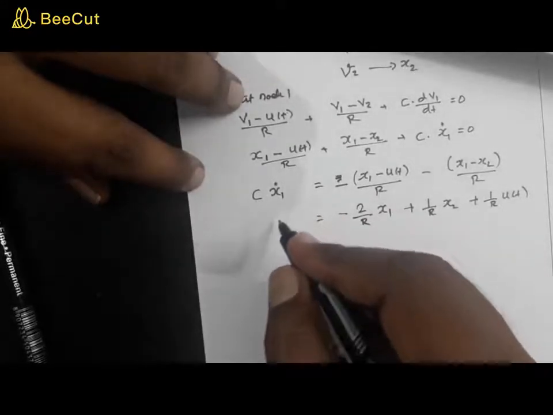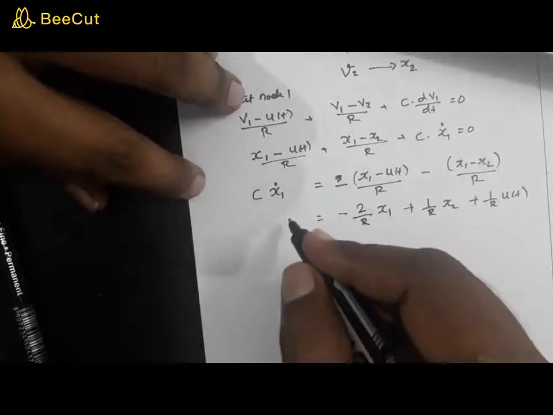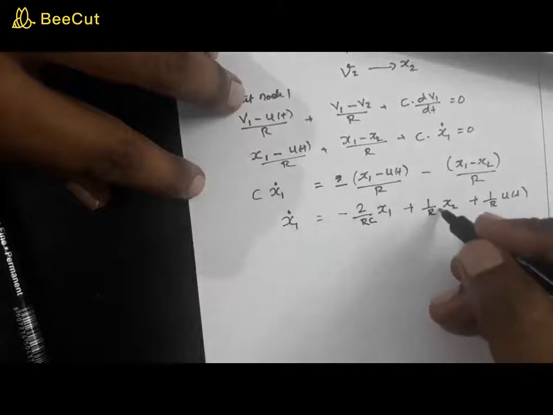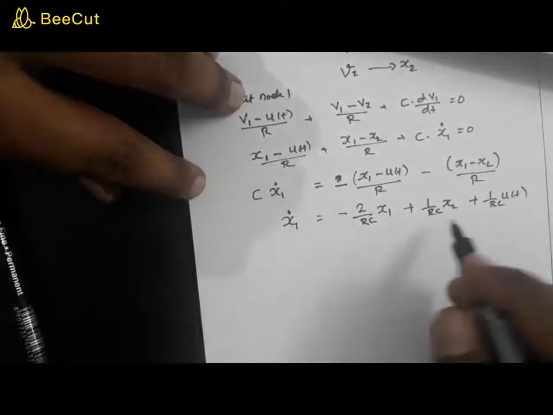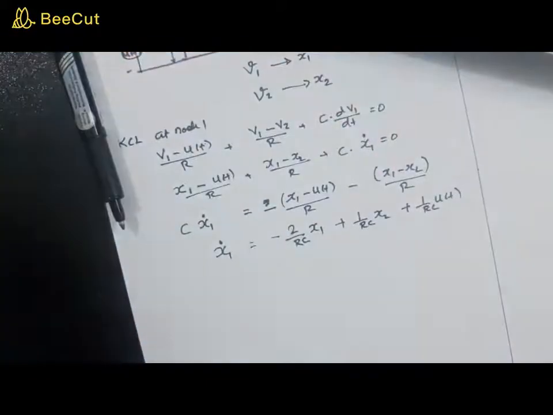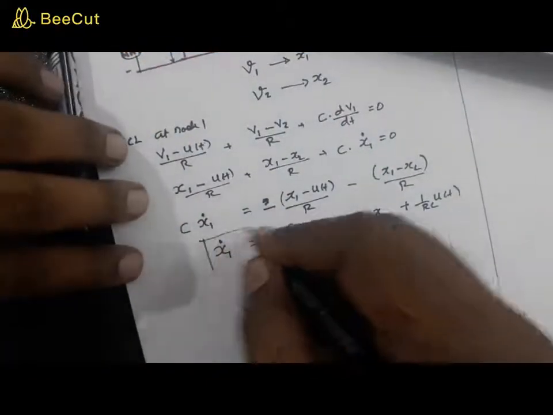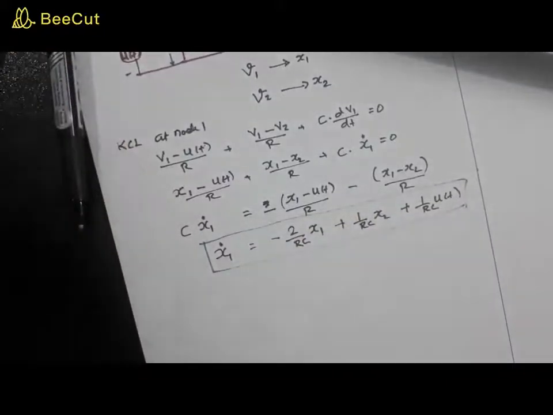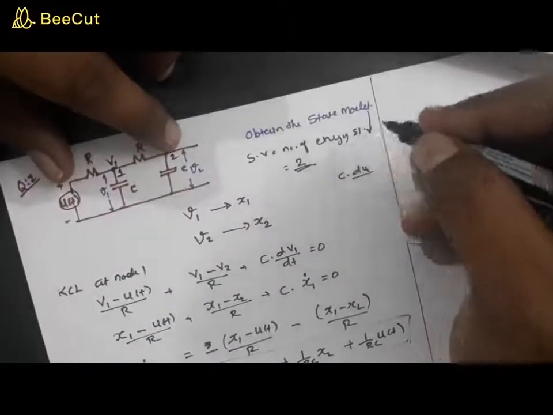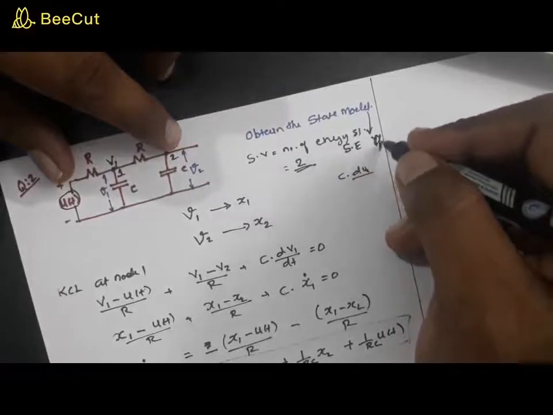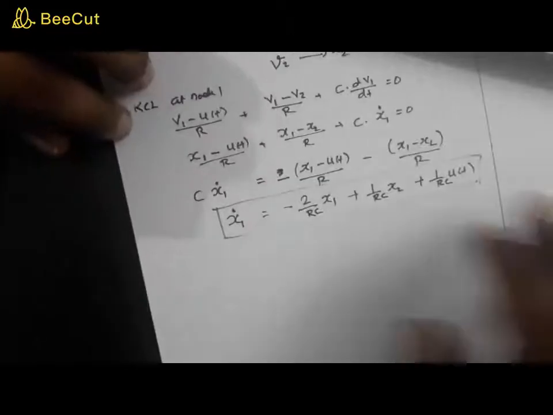So this is actually your C into x1 dot. Now what will be your x1 dot? Dividing everything by C, you will get x1 dot. So this is the first of the state equations. Now the next one. By state model, I'm again repeating, you need to find out the state equation as well as the output equation. So we are doing the first part.